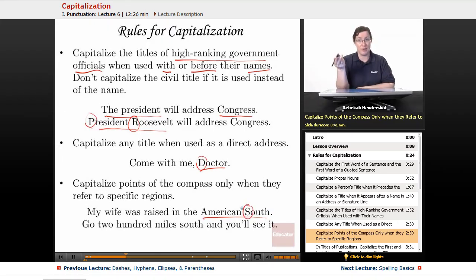But if you're just talking about the cardinal direction, "Go 200 miles south and you'll see it," you don't capitalize the S in south because you're just talking about the direction.